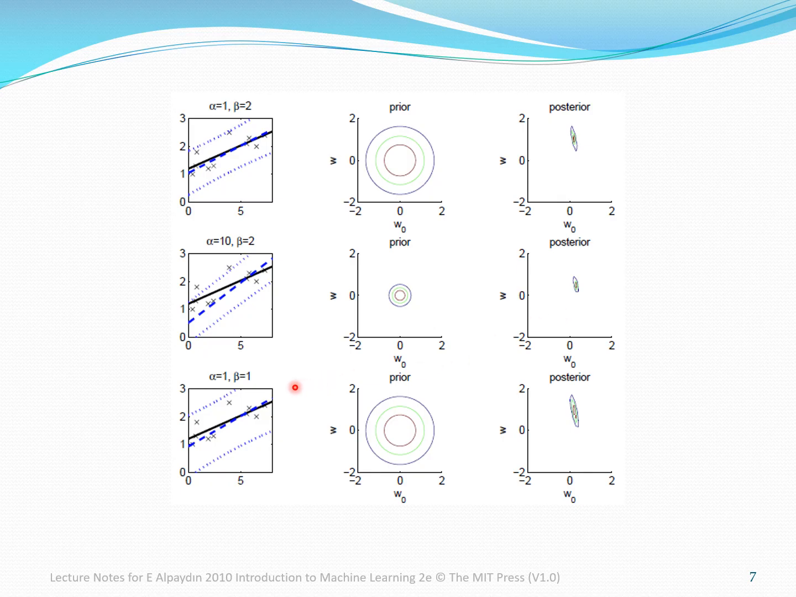When alpha and beta are the same, alpha equals 1 and beta equals 1, the image of prior is this, which is almost similar to the first case, and the posterior is also quite similar to the first case, but it's a little bigger than the first one.